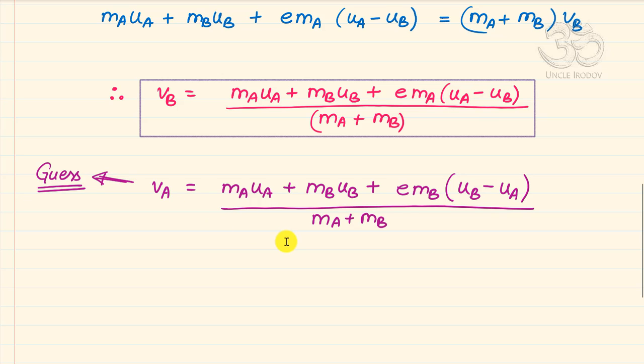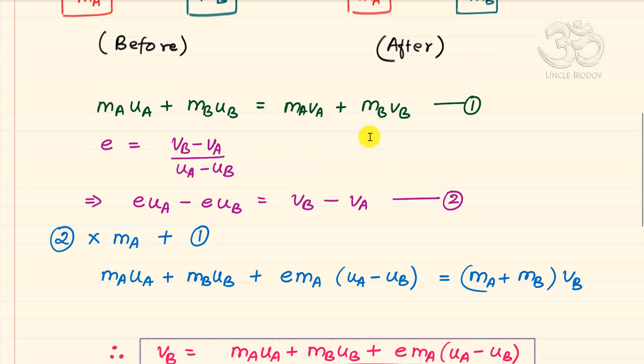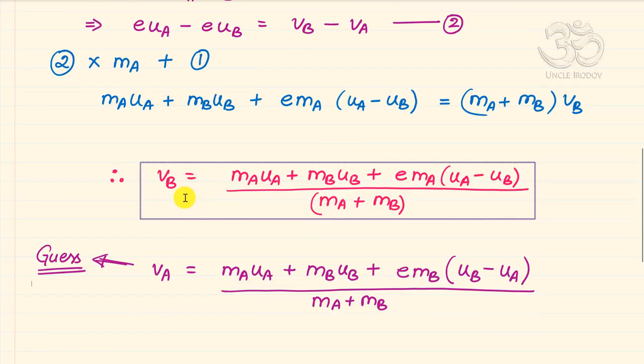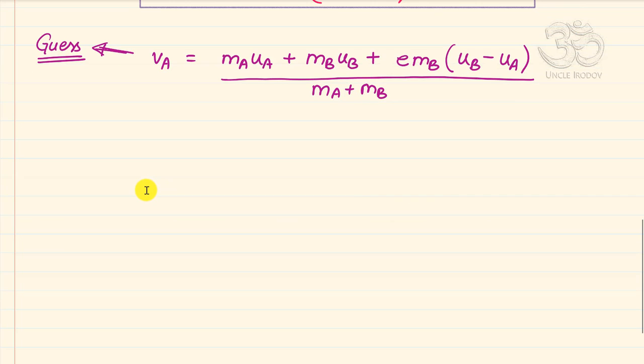But how can I find out the value of VA directly from these equations? Maybe I can multiply equation number 2 by MB, so that I've got MB VB here and MB VB here, and then subtract, so that that term can cancel out. So equation number 1 minus equation number 2 multiplied by MB.